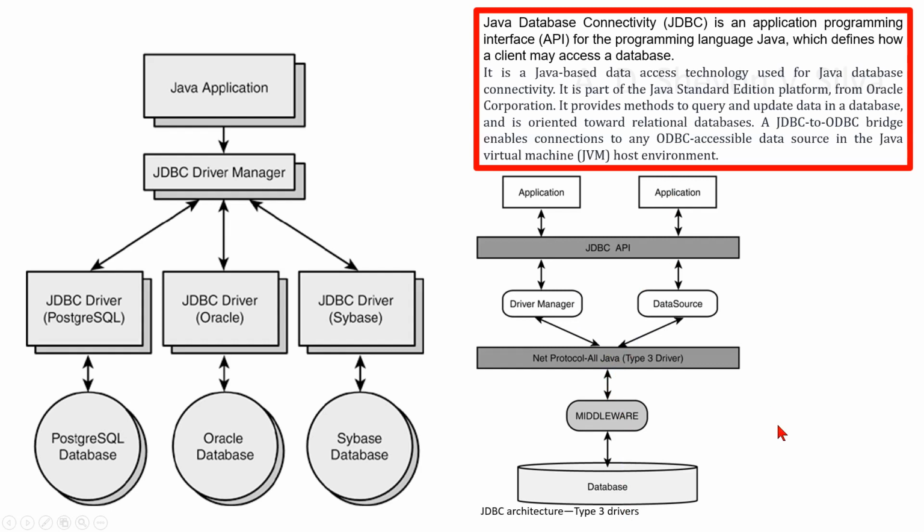This figure represents a typical architecture using type 3 driver. Type 3 JDBC drivers are pure Java drivers that use database middleware. Type 3 drivers communicate with database through middleware servers that must be running in the network.